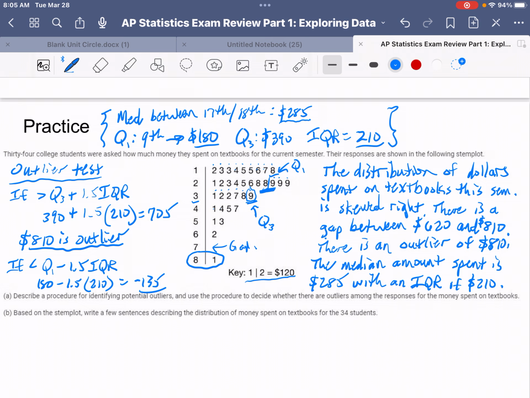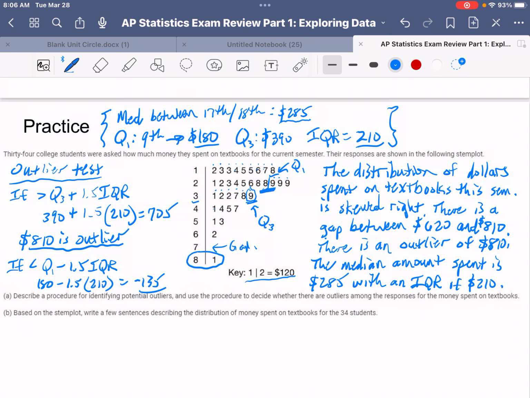Now I was ready to write. Now remember, when you're writing your description of a distribution, be contextual and use units. Do not be generic. Don't forget dollar signs. Don't forget pounds or feet or whatever the problem is about. So the distribution of dollars spent on textbooks this semester is skewed to the right. There is a gap between $620 and $810 with an outlier of $810 having been tested.